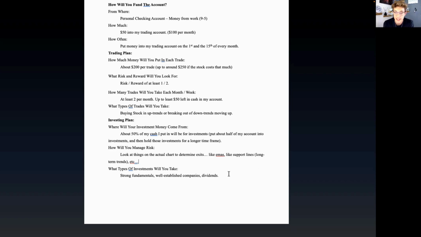Next up is how I'm going to manage risk on my investment plan. I said I want to look at actual things on the stock charts to determine my exits: look at EMAs, look at support lines, look at long-term trends. I think that's fine. I also want to focus on fundamentals, so that I don't just take exits when stocks are moving down on charts, on companies that are really set up to go up in the long term. So I'm basically saying here, look, focus on fundamentals. Don't sell too early, right? Keep that long-term perspective.